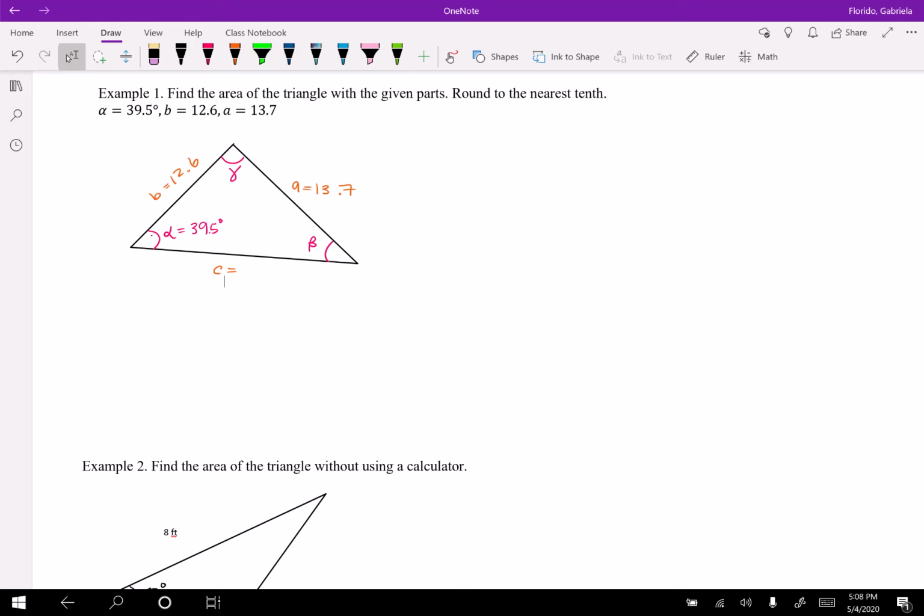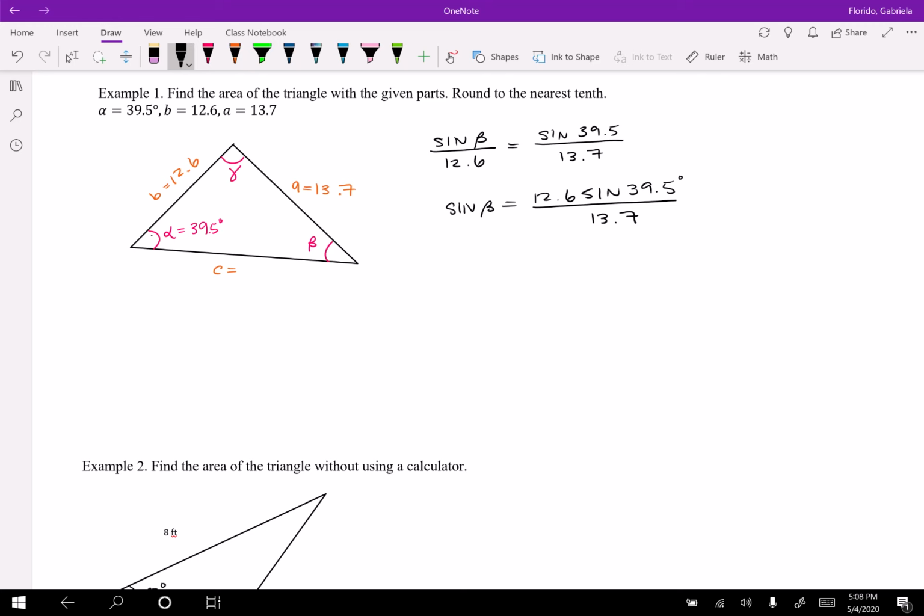Because again, I like using the law of sines. I think it's a little bit easier to use. And so we have that sine of beta over little b, which is 12.6, is equal to sine of alpha, which is 39.5, all over little a, which is 13.7. I'm going to solve for sine of beta. And so we have sine of beta is equal to 12.6 sine of 39.5 degrees all over 13.7.